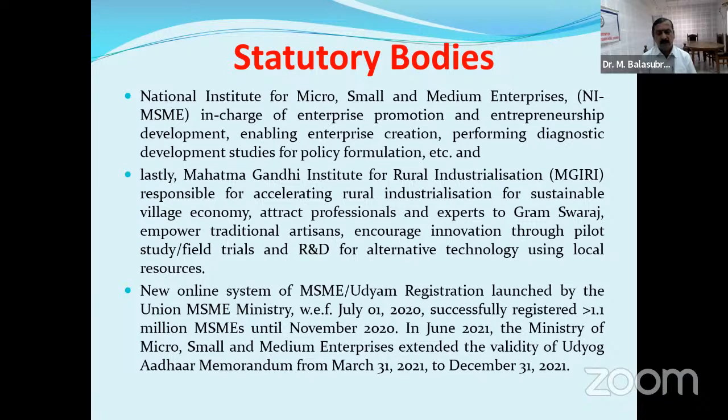The new online system of MSME or Udyam registration was launched by the Union MSME Ministry with effect from July 1st, 2020, and successfully registered more than 1.1 million MSMEs until November 2020. In June 2021, the Ministry of Micro, Small and Medium Enterprises extended the validity of the Udyog Aadhaar Memorandum from March 31st, 2021 to December 31st, 2021. Next, please.